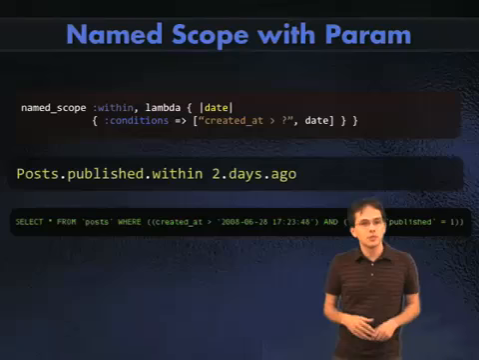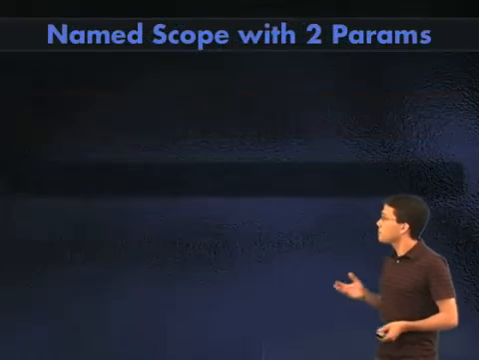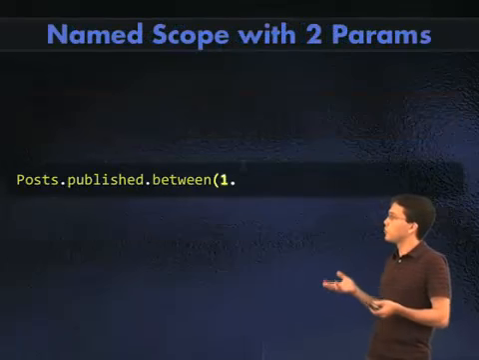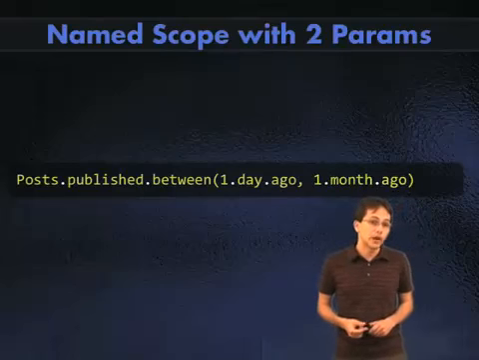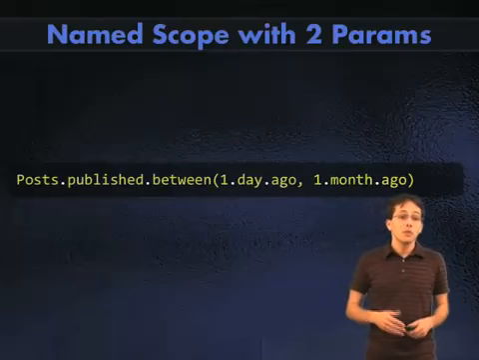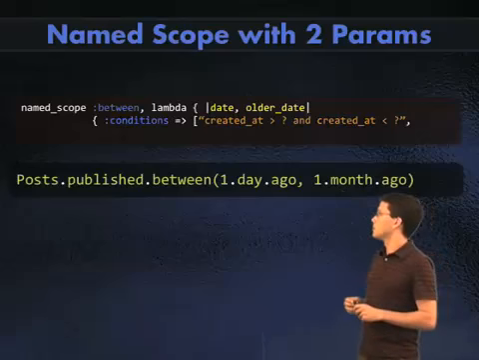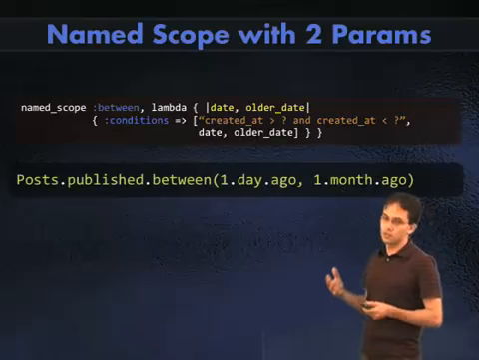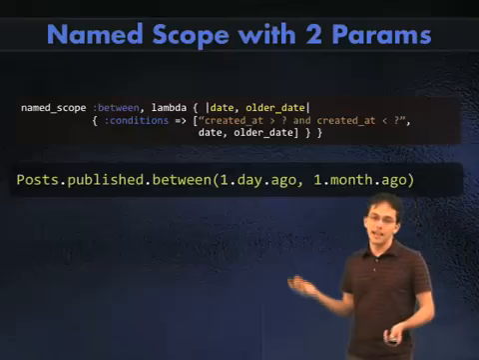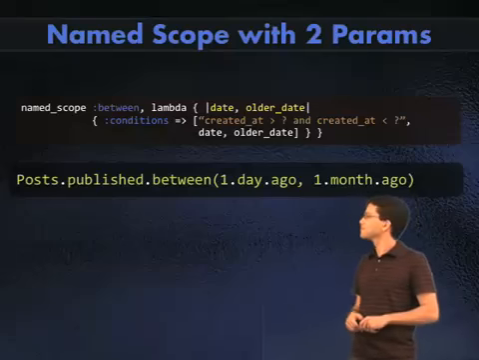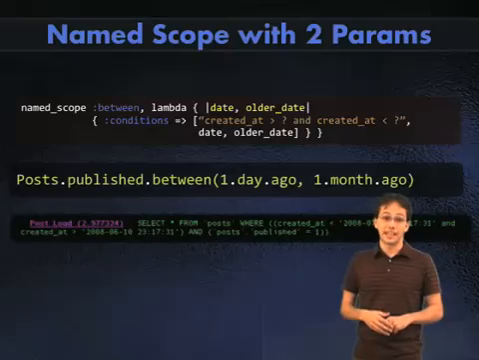Well, what if I want two parameters and I want to find all the posts that are published between 1 day ago and 1 month ago? What would that look like? Well, it's just as simple as you might imagine. We simply do a namescope with the lambda with two parameters, date, and I have older date in this case. And here's the SQL that gets generated.